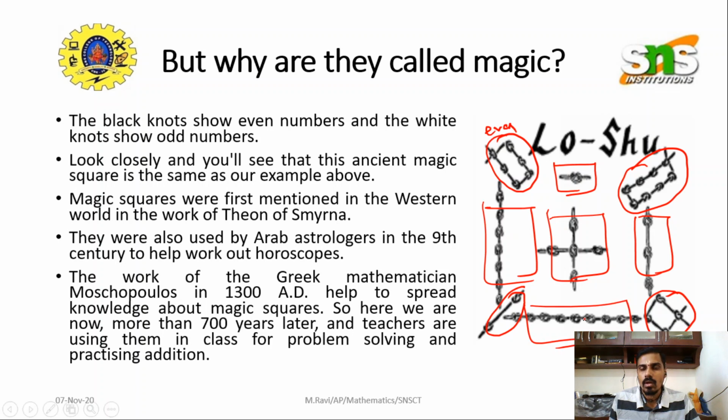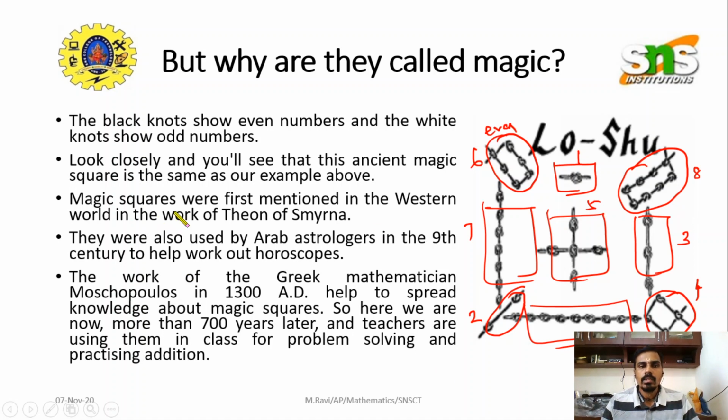Just count the number of knots you have. Here this is 6 knots, and this is 2, these are even numbers. This is 4, and this adds up to 8. This is 1, and this is 3 knots. These are all odd. This is 5, this is 7, and this is 9. So just look at these numbers. It frames the magic square. Look at 8, 1, 6: the row sum, column sum, and diagonal sums add up to 15.